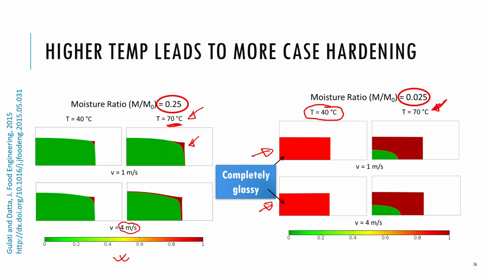This crust formation near the surface, as you can see here, the red part, that may be desirable or undesirable. So if we want to rehydrate this dried material, then a crust is undesirable because crust has low permeability. It will have lower permeability to water.